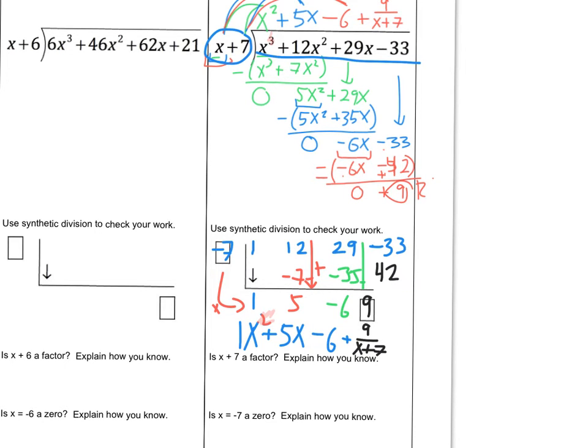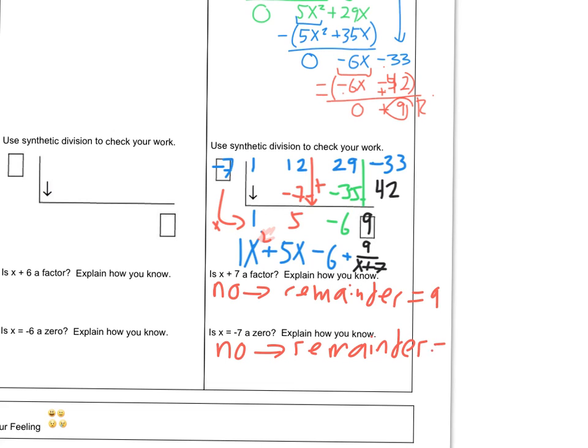Okay, down to the questions that I told you I will always ask. Is x plus 7 a factor? No. We had a remainder of 9. And then the second part is, is x equals negative 7 a 0? That's the same thing. We had a remainder of 9. And because of that, that is not a factor, and that is not a 0.